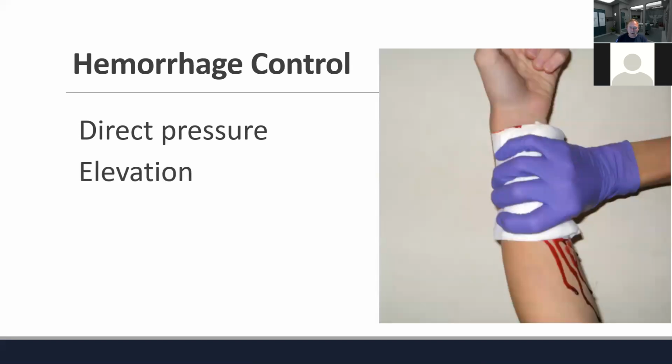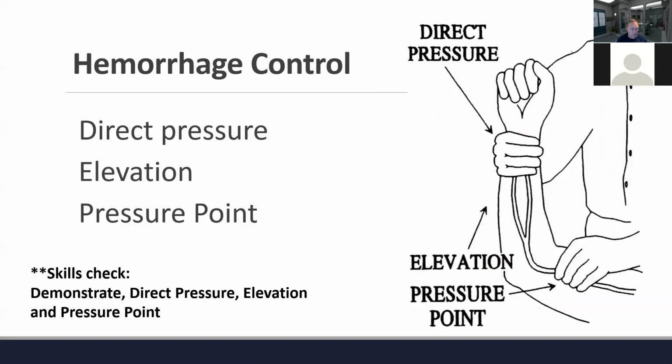You can also elevate the extremity if the injury is on the arm. By elevating the extremity above the level of the heart, it makes it harder for the heart to pump blood up to that injured area. So I can apply direct pressure, but I can also elevate it. Somebody else can come along behind me and apply pressure on something called a pressure point.